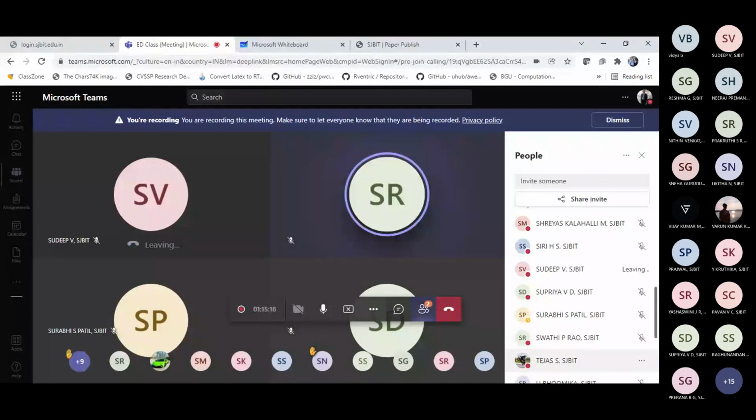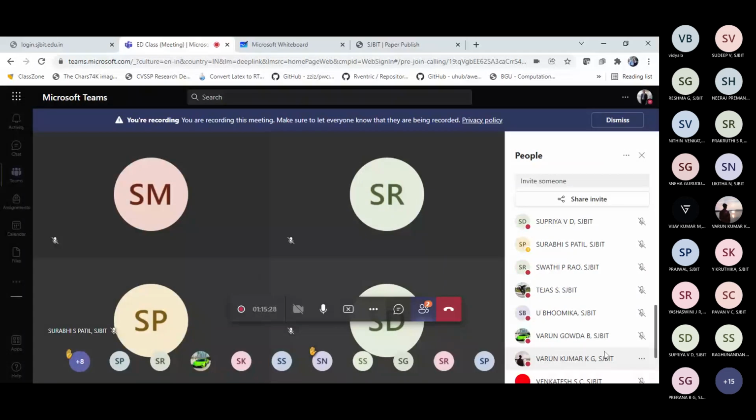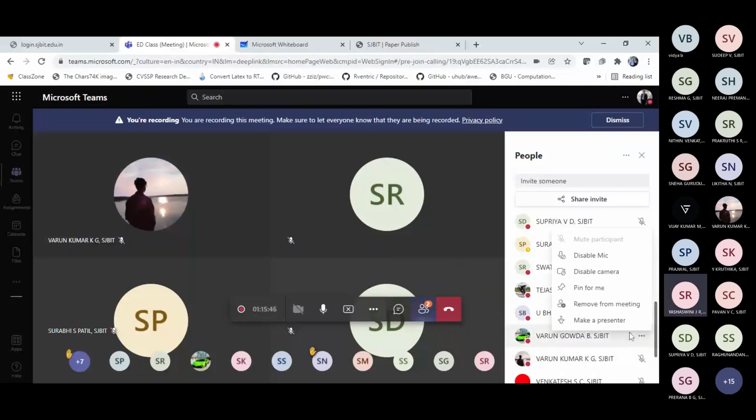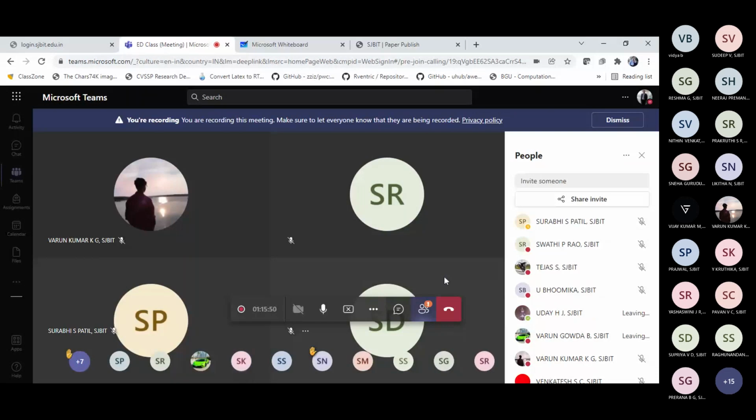Uday? Present, sir. Varun? Varun Gowda? Varun Kumar? Present, sir. Venkatesh? Present, sir. Vijay Kumar? Present, sir. Kruthika? Present, sir. Yashaswini? Present, sir. Oh, thank you. You may leave the class.